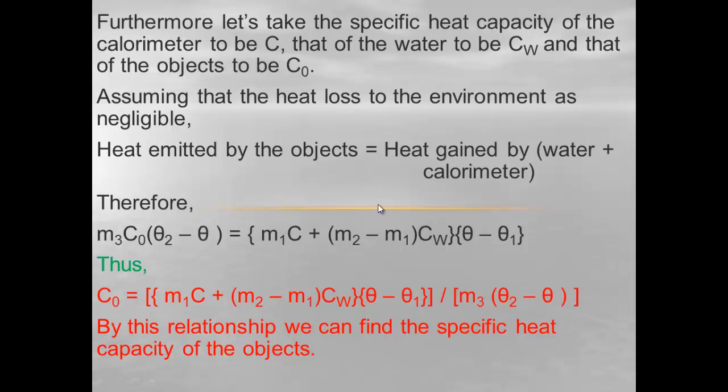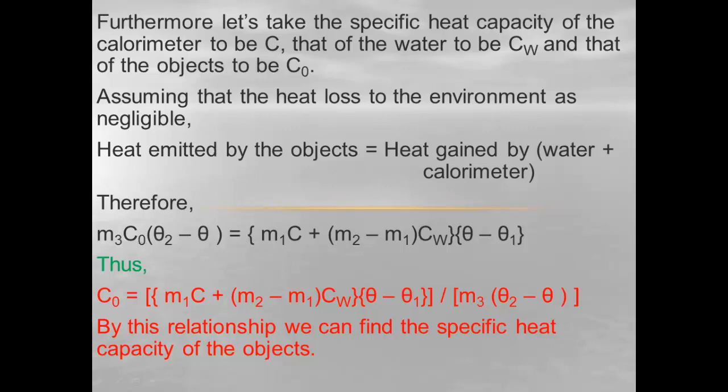Modifying that statement, heat emitted by the objects is equal to heat gained by water plus calorimeter. Initially the objects are at a higher temperature, so these objects emit heat to the water plus calorimeter system, and the water and calorimeter system gain heat. So there is a thermal equilibrium after some time.